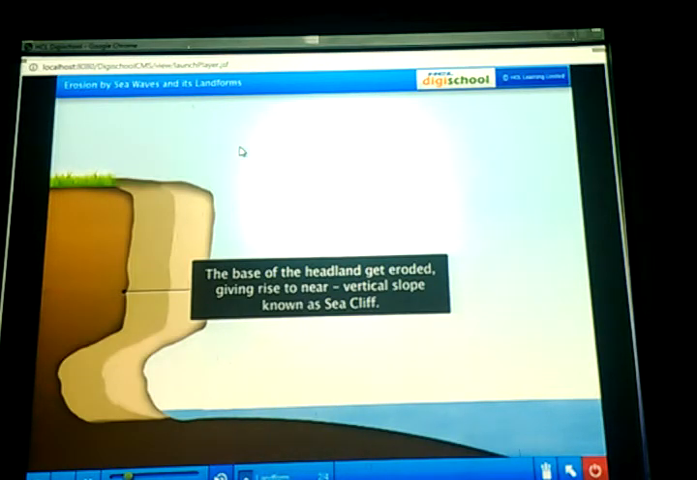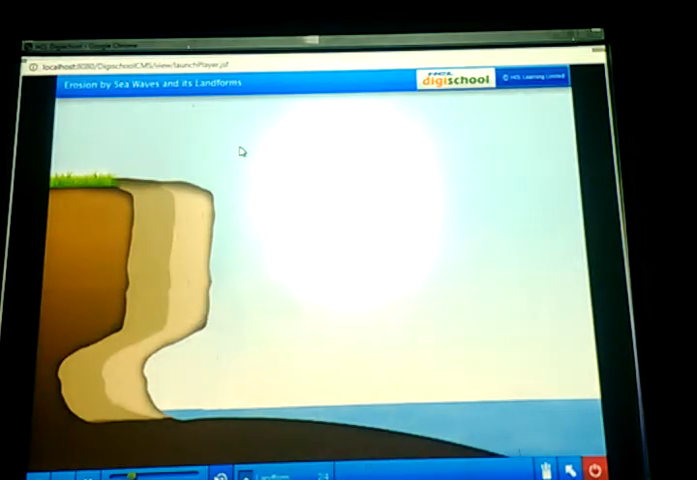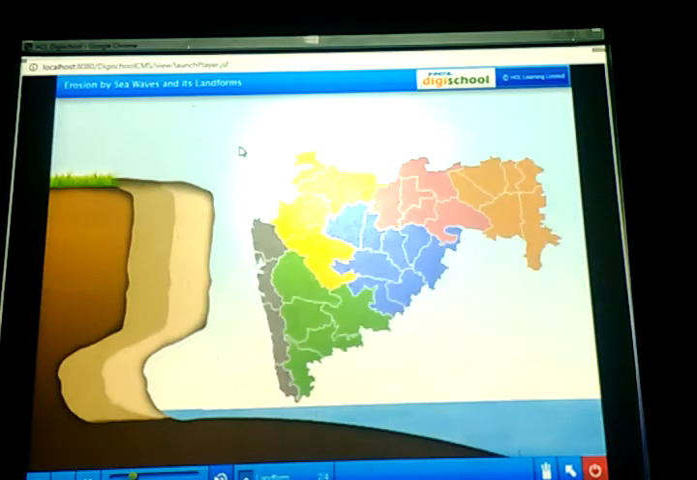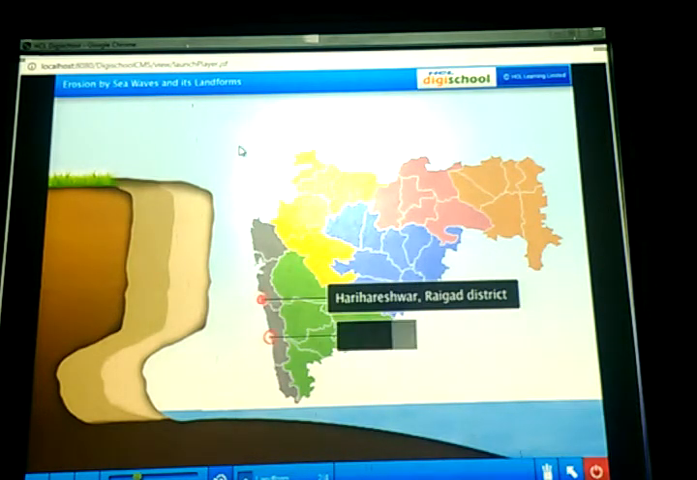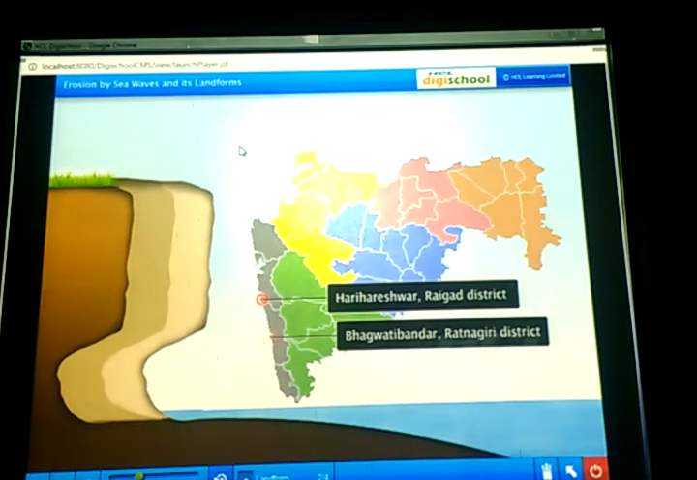Over a period of time, this niche grows broader and deeper. This is called a sea cave. When the sea cave is eroded by the sea waves further, it widens the cave, resulting in the formation of a sea arch.